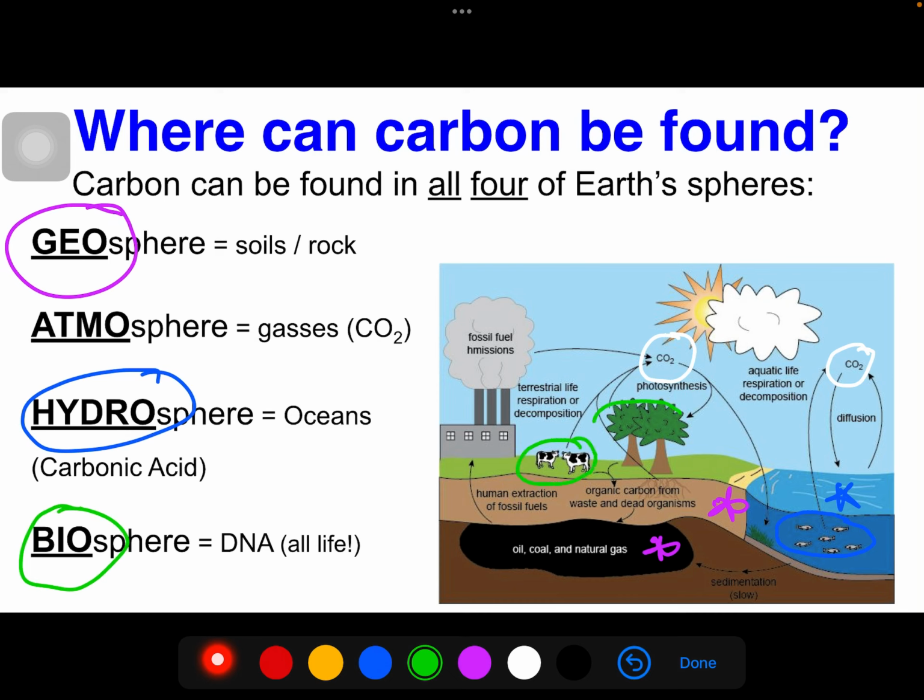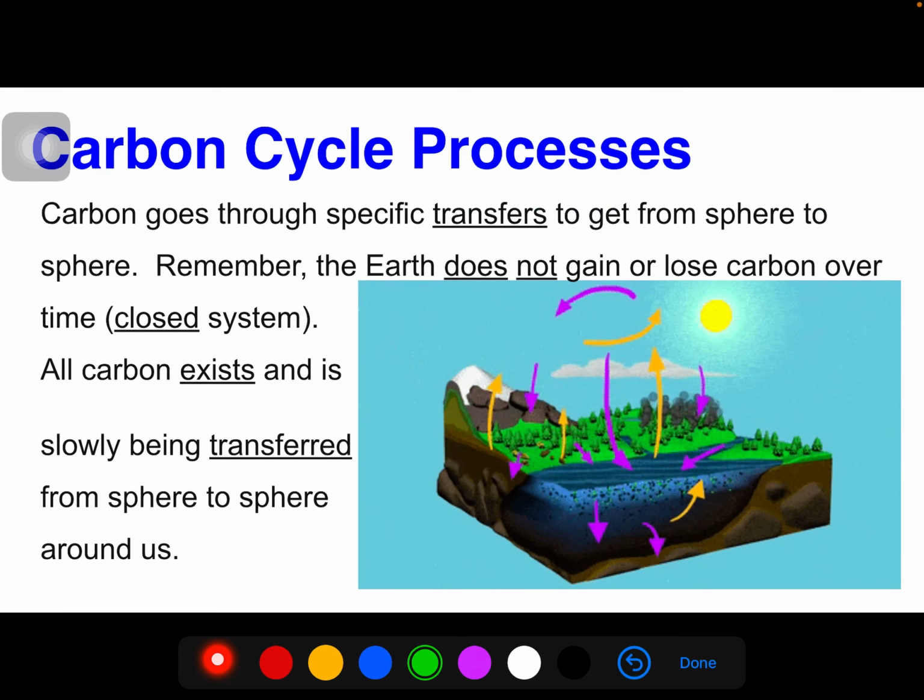We've got the cows here, we've got the plants. If there were a human here, that would also be part of the biosphere. So we see carbon in all four spheres in many different forms. So when we think about carbon, it's transferring all day, every day, from sphere to sphere. It's going from place to place.